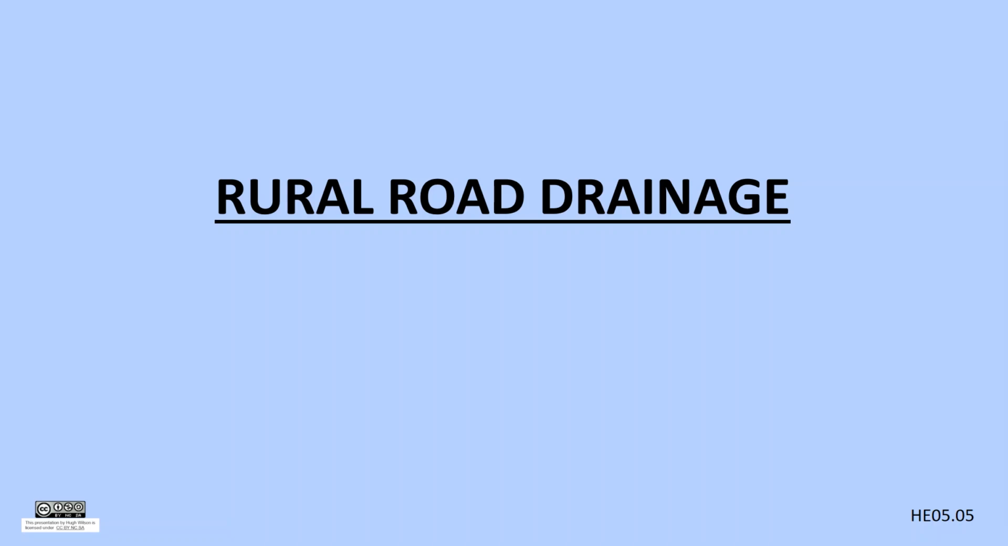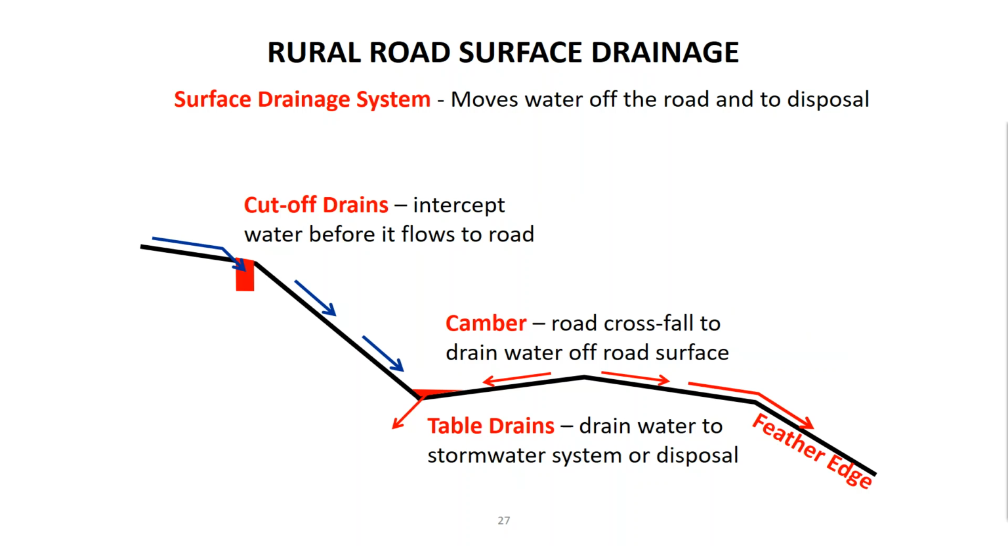In this video, we're going to look at rural road design. The function of the surface drainage system is to move the water off the road to safe disposal to local drains or streams. The road has a camber, so the surface water flows to the sides of the roads. A rural road does not have curbs and channels. Instead, it has a feather edge extending down to the table drain.